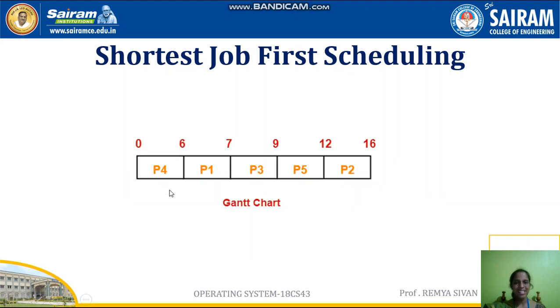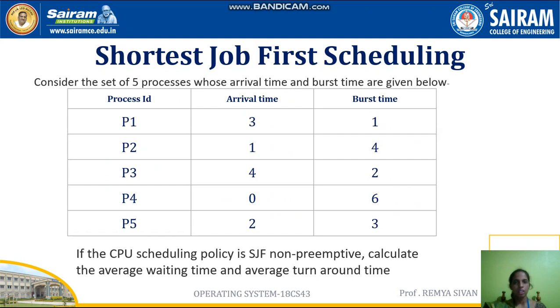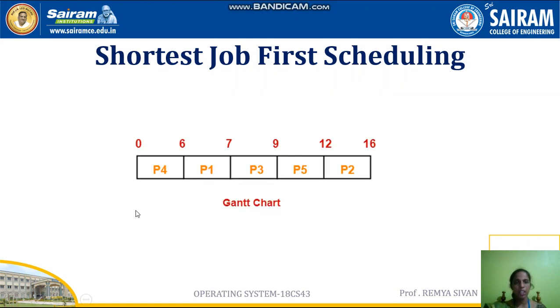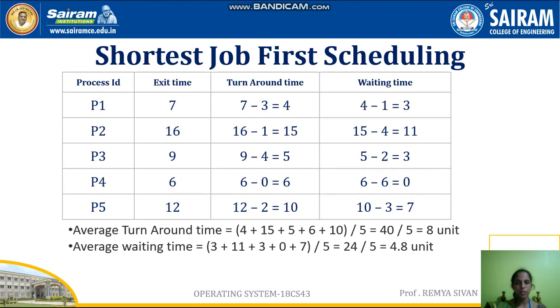P4 exit time is 6. Arrival time of P4 is 0. 6 minus 0 is 6. P5 exit time is 12 and arrival time is 2. So 12 minus 2 is 10. This is the way to calculate turnaround time. We are calculating exit time minus arrival time.